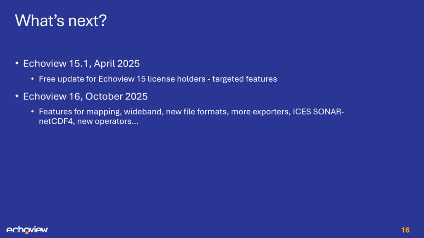What's next? We're currently working on both Echoview 15.1 and 16. Echoview 15.1 will be a free update with some targeted specific features. As always, if you've got things you'd like to see in Echoview, please email. And Echoview 16 will be our next major release. Without giving away too much too early, we'll have a variety of interesting new features across mapping, wideband analysis, new file formats, more exporters, as I suggested, things in the NetCDF space, new operators, and more. So watch this space, and we'll have information later next year around that release.